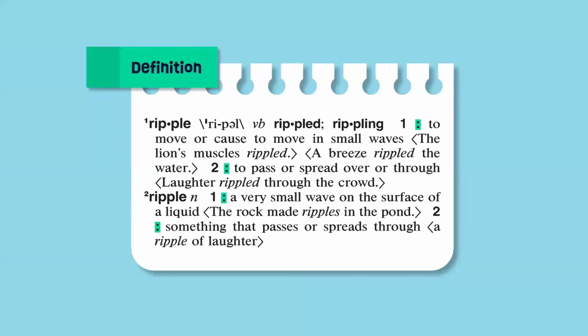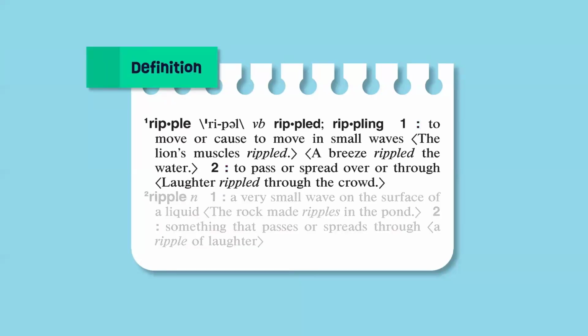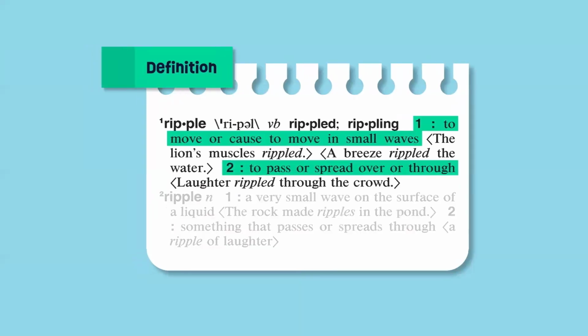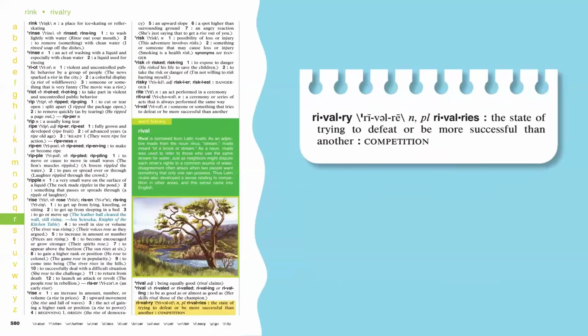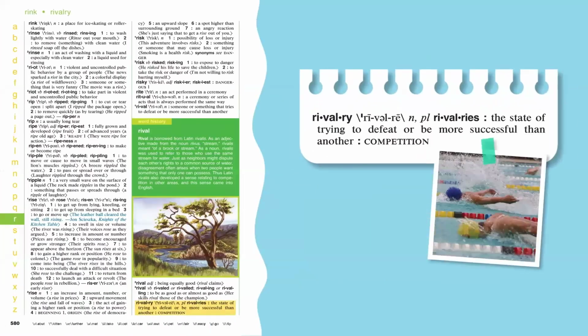Now let's look at the definition. It follows a bold colon and tells you what the word means. The verb ripple has 2 meanings. Down at the bottom of this page, the definition for the word rivalry is followed by the word competition in capital letters. The capital letters tell you that competition and rivalry are synonyms. The 2 words mean the same thing.